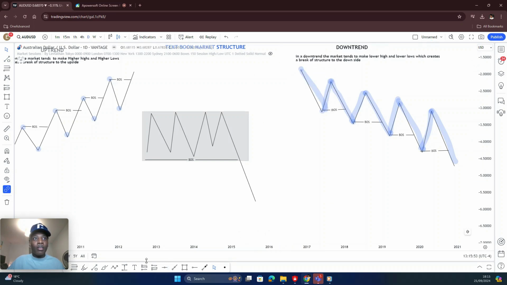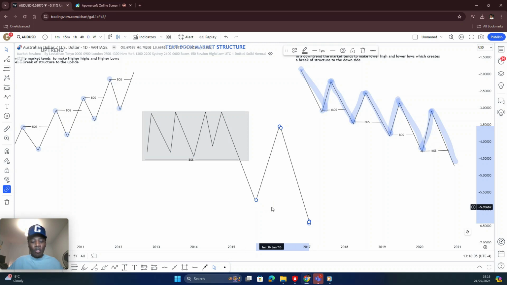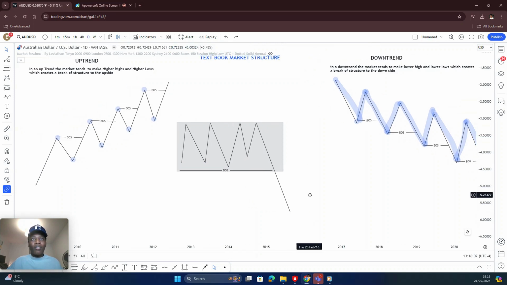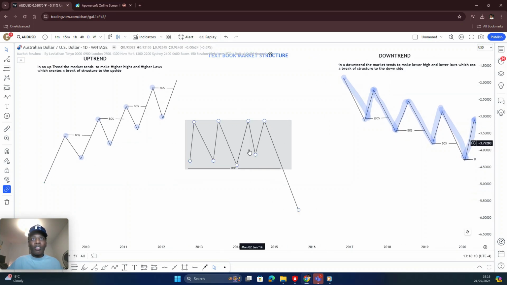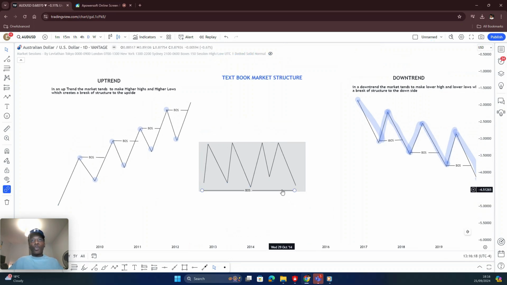So if price gives me a break of structure to the downside right here, what am I anticipating next? I'm anticipating price to pull back to break the next break of structure right here. So then we can mark our next break of structure relatively easy. If price hasn't broken any structure in this box, we are simply in a consolidation and we are not trading. We abstain from the market.